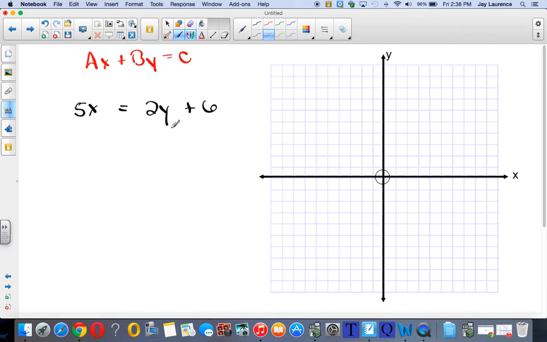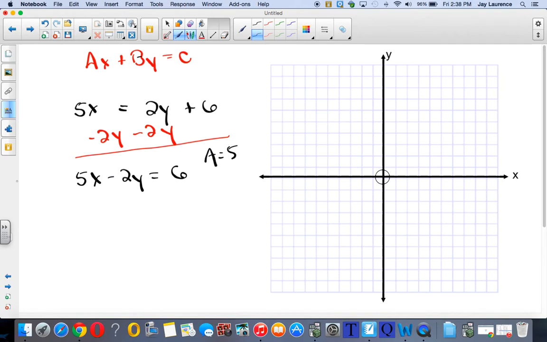So I'm going to move this 2y. How am I going to move it? I'm going to take 2y away from both sides. And so my equation now becomes 5x minus 2y equals 6. Now wait a minute, Mr. Lawrence, didn't you say it had to be a plus? Yeah, but it could be plus a negative or just a minus. So this is okay. So in this case, A is 5, B is -2, and C is 6.